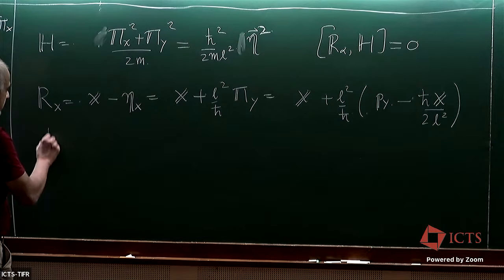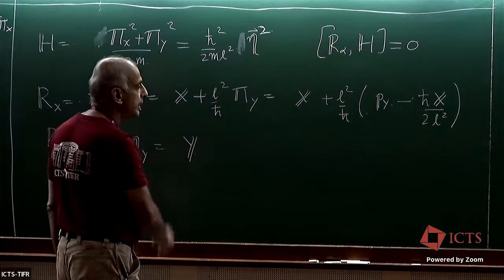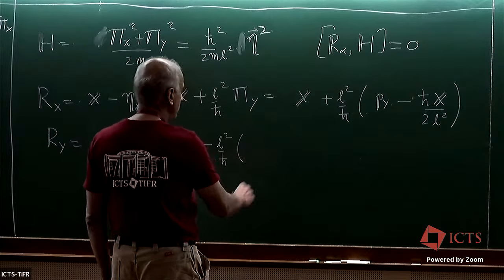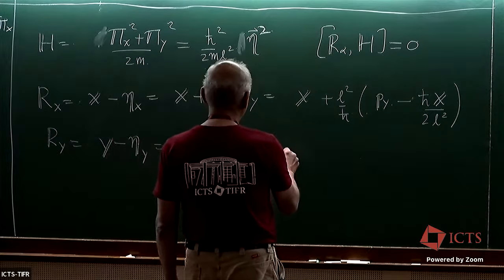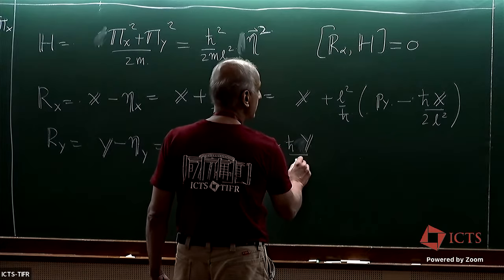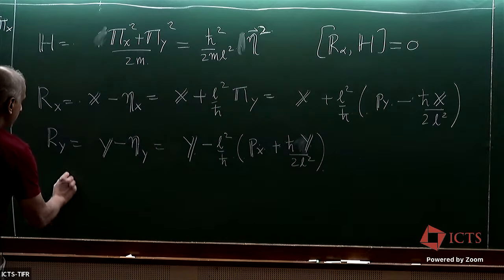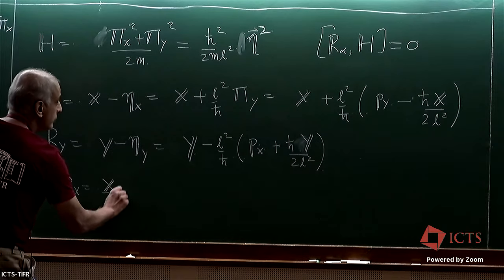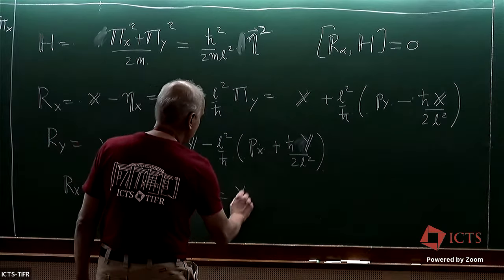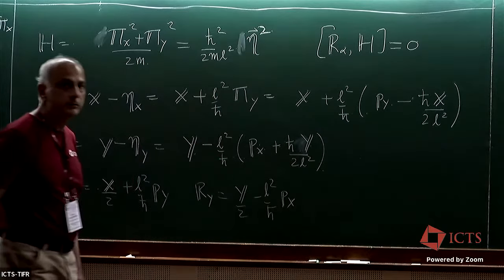And similarly, Ry has some similar expression. So this is y minus theta y, and this would be y, and then that would be a minus L squared over ħ, and then this would be a px, right? And then this would be a plus ħy over 2L squared. So basically what it amounts to is that Rx is x over 2 plus L squared over ħ py, and Ry is y over 2 minus L squared over ħ px. Okay, so this is what it boils down to.